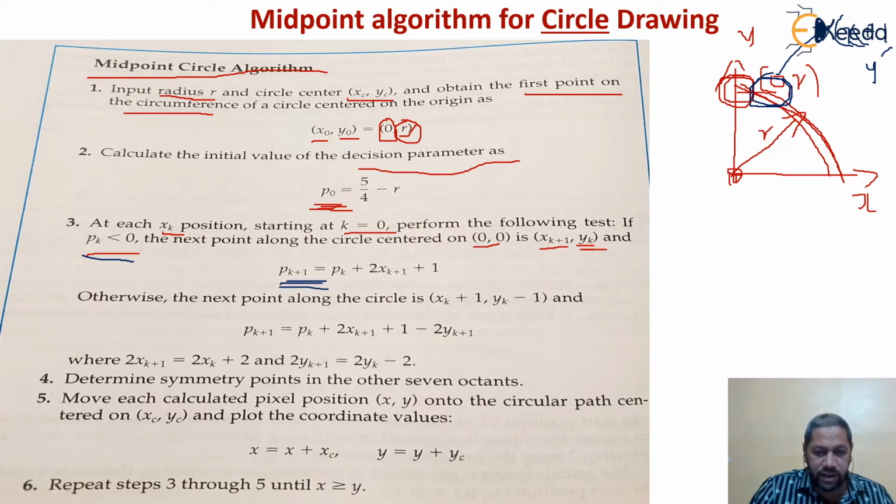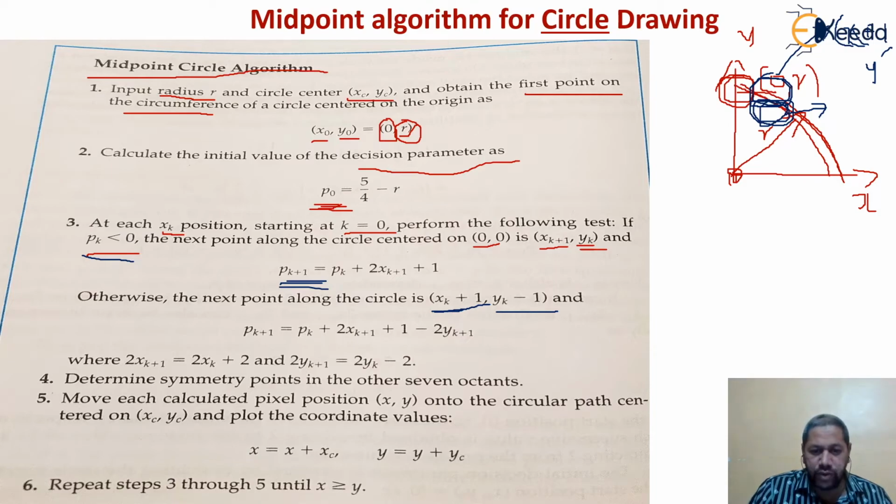Otherwise, if that is not the case, what does it mean? If p of k is greater than 0, then the next point along the circle is x of k plus 1 and y of k minus 1. If this condition fails, what is my next pixel? My next pixel will be this one. What is the value of this next pixel? Obviously x is incremented, so x is x plus 1, but y is decremented. So y is y minus 1 for this particular pixel.